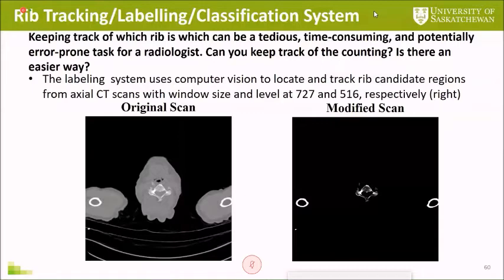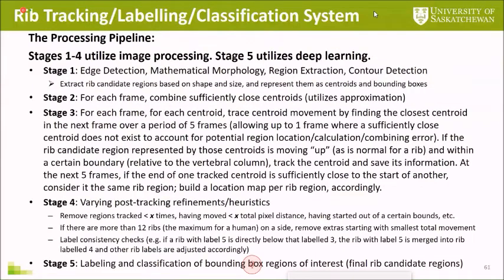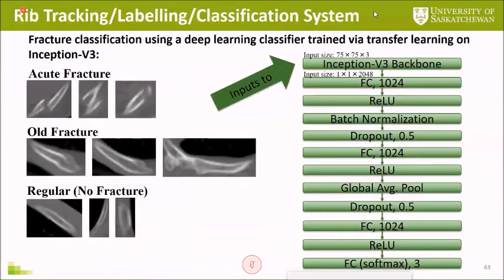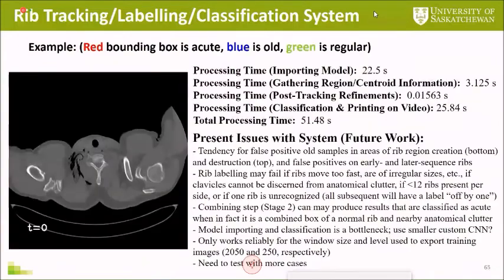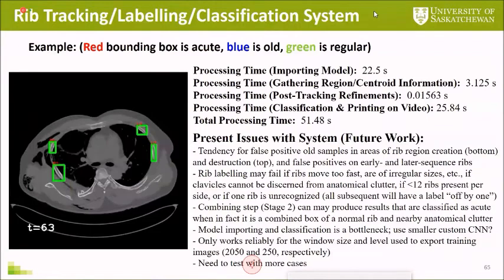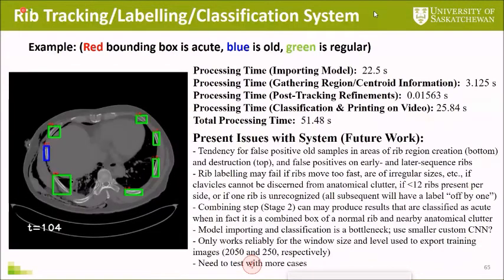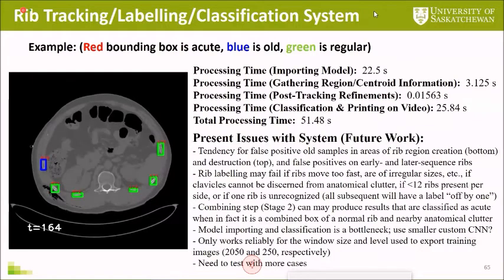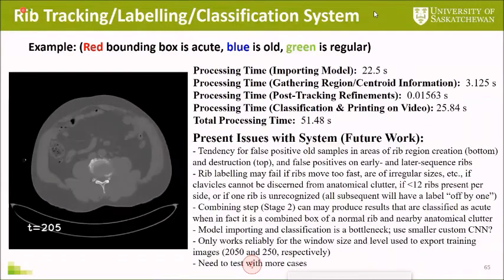If you look at the stage 5 at the bottom, we use a deep neural network to classify the rib fracture. So this one shows some of the image processing pipeline, and this one also is based on the Inception version 3. Let me see if you can see the video. So from this video, the red bounding box is acute, and blue is old one, green is regular. That's what the radiologists want to see. So our system was perfectly able to classify all the things in a very short time. Total processing time was only 51.48 seconds.